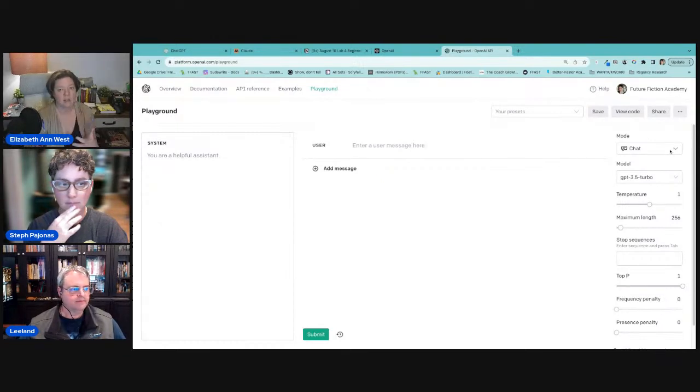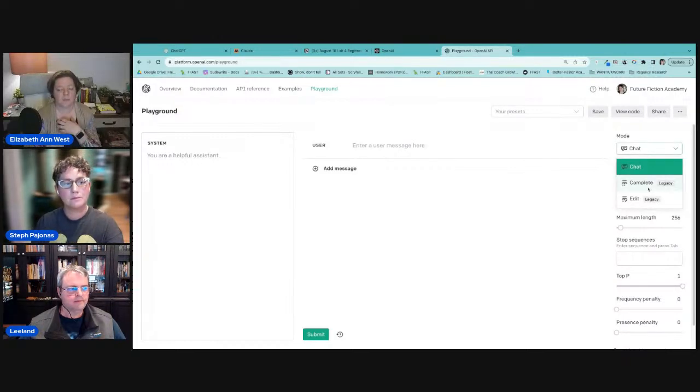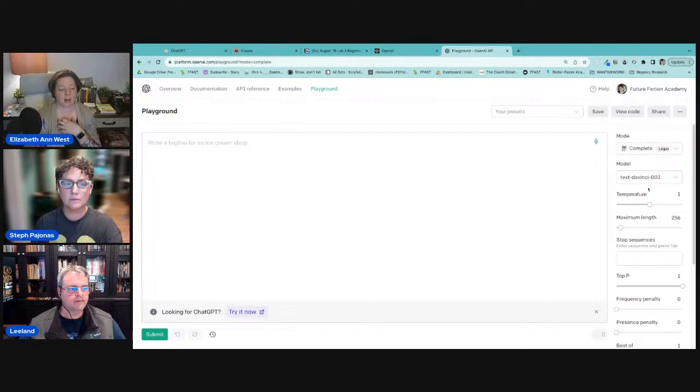You can get an account here, and then you pay by the usage, as opposed to ChatGPT Plus, where it's $20 a month. So I'm going to go to completion mode, which is a legacy mode in the top right. Well, let me pause you right here real quick.